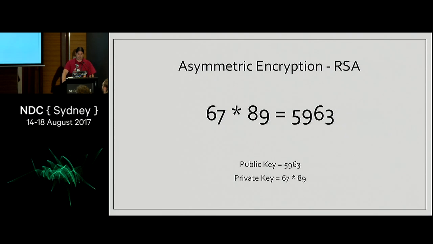So in this sort of case, our public key is the 5,963, and the private key is the 67 and 89 numbers. The private key, you don't want anyone else to know, that's your own private key. But the public key, you can put it on the internet, you can post it to people, email it. It's okay for anyone to use.